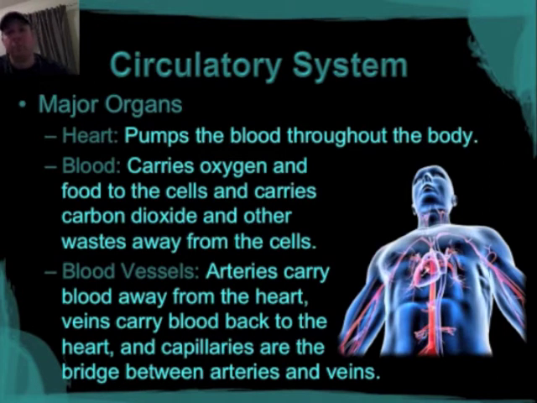Now, the red blood cells found in the blood are primarily responsible for delivering these nutrients and taking away the waste products. The red blood cells travel through these pathways, which we call blood vessels. We have arteries, veins, and capillaries. Arteries carry blood away from the heart, veins carry blood back to the heart, and capillaries are kind of in between. Capillaries are little bitty blood vessels that are between arteries and veins.